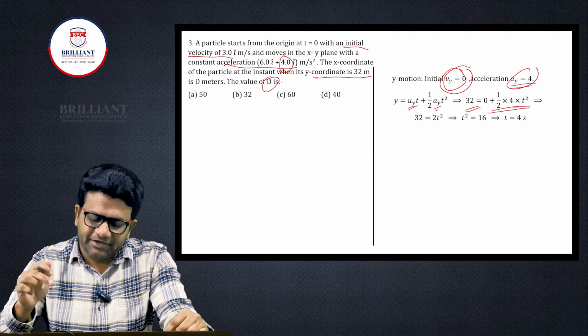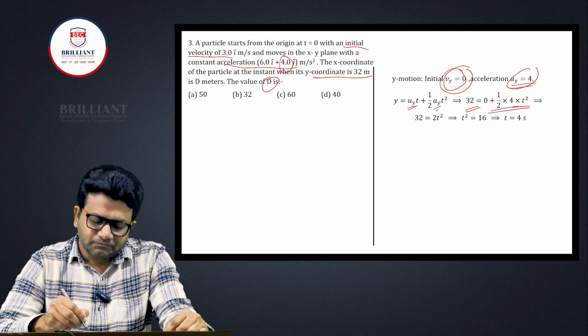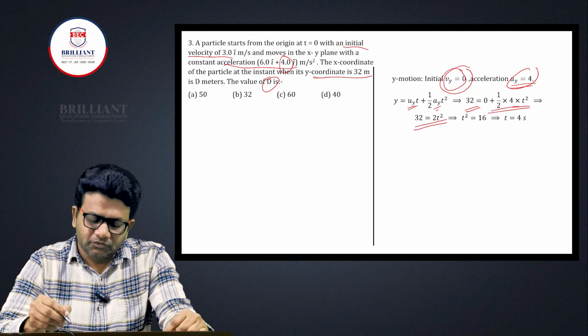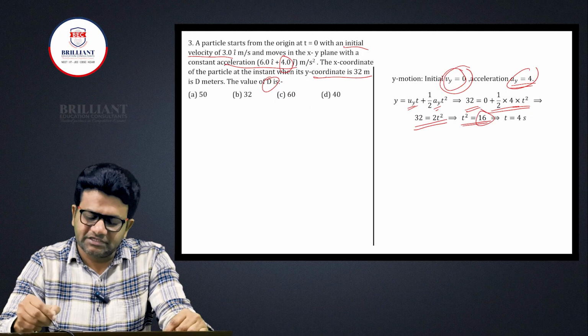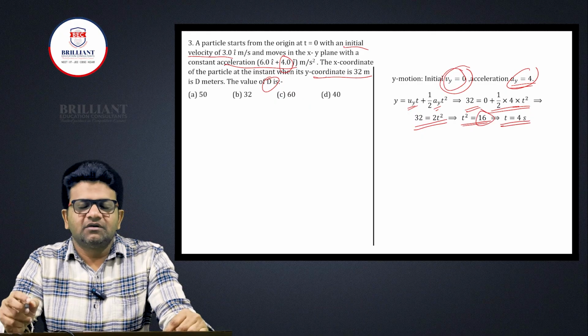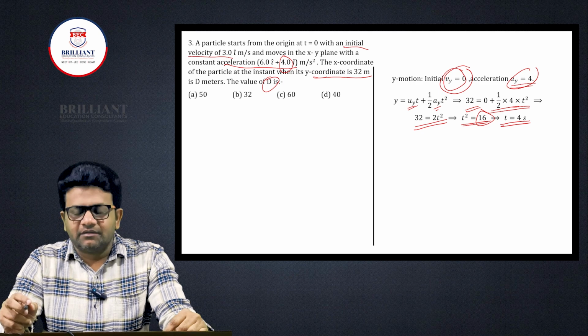From this, we have to find out t square. 32 is equal to 2t square, so t square is equal to 16. So t equal to square root of 16, which is equal to 4. So we find out the magnitude of the time.